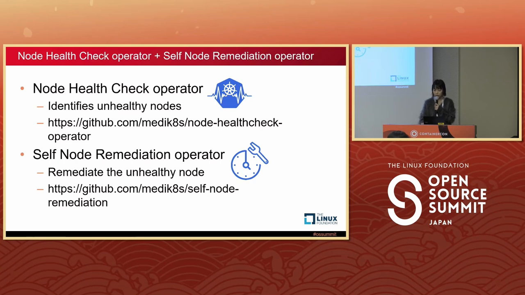Node Health Check Operator monitors the node's conditions using a set of criteria, for example, power off or connection timeout, and detects unhealthy nodes. Another operator, Self Node Remediation Operator, remediates the unhealthy node. This operator reboots the node using a watchdog or some other mechanism like BMC.